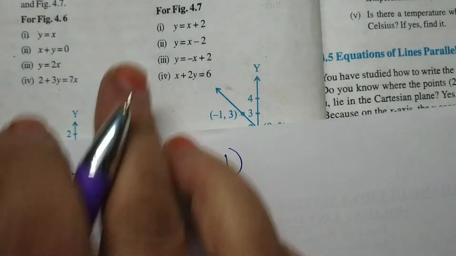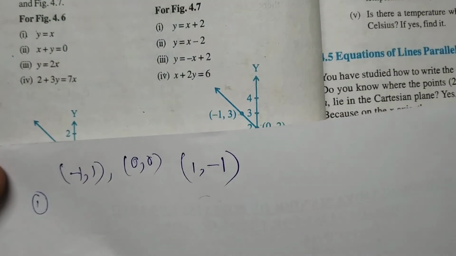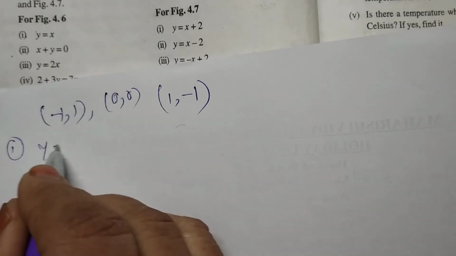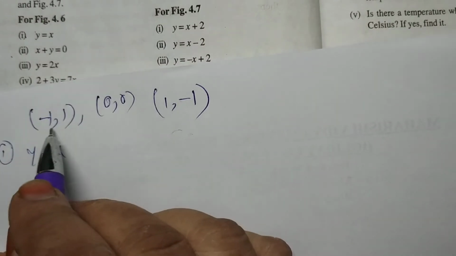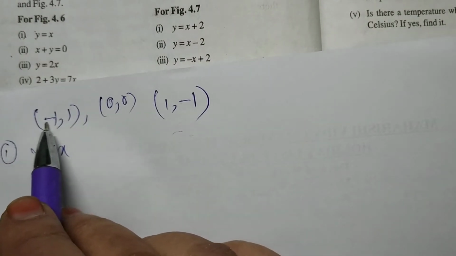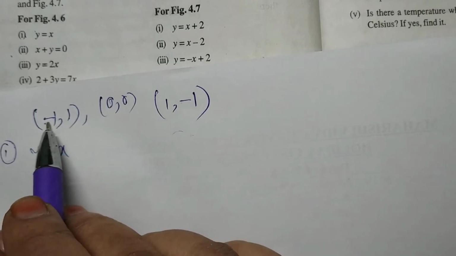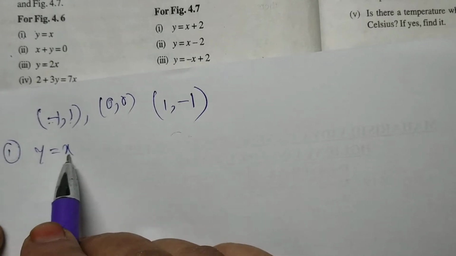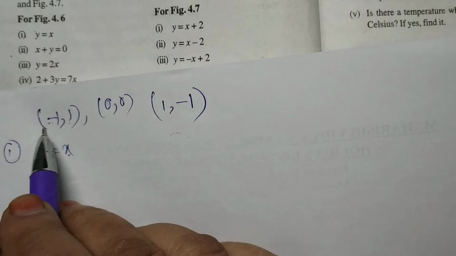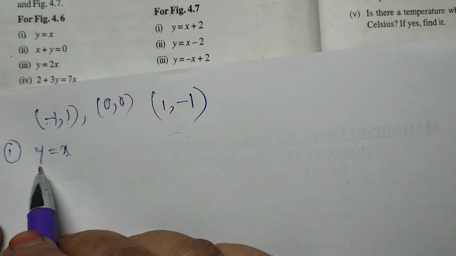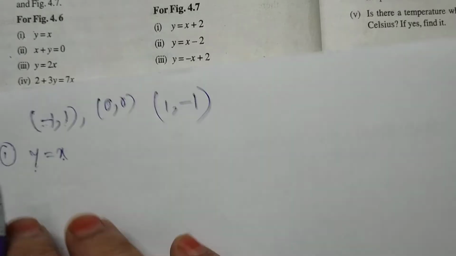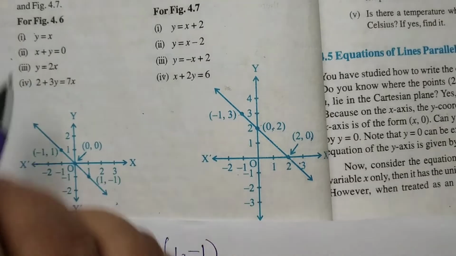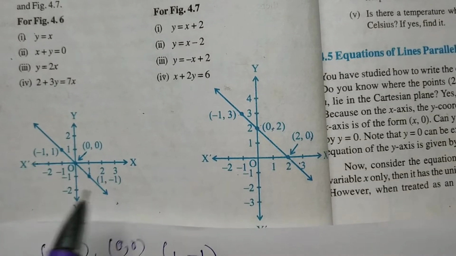Now you take equation number 1. Equation number 1 given y equal to x. Now if we put -1, 1, here x is equal to -1 and y equal to 1. Therefore, if we put x equal to -1, then y will be -1. That's why this coordinate does not satisfy this equation. That means equation number 1 is not the equation of this graph.